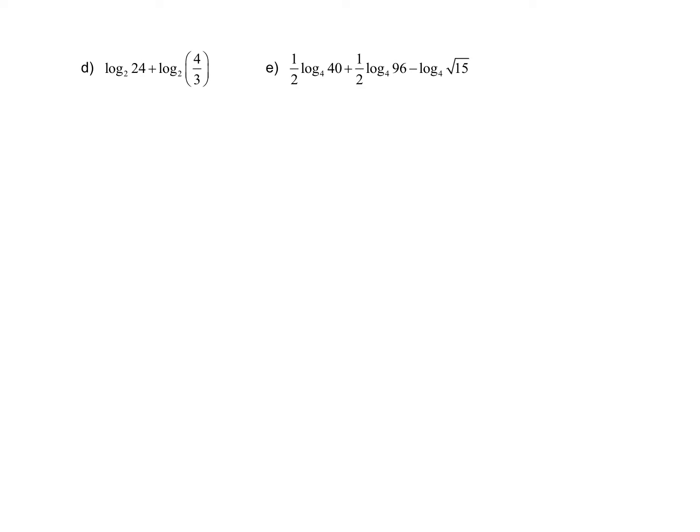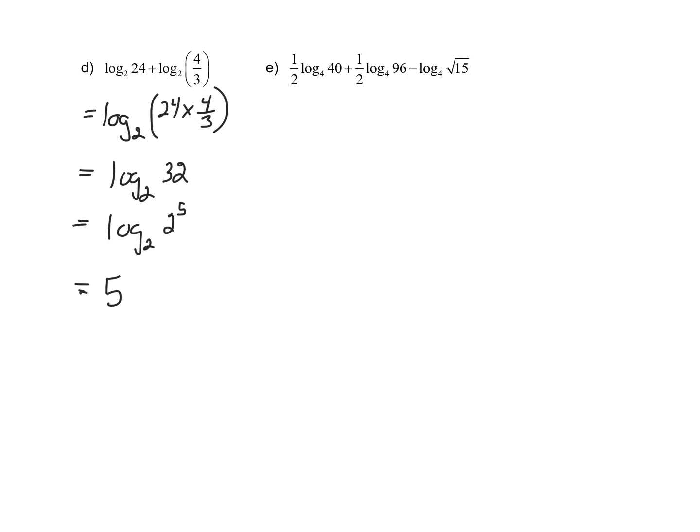Here we have the base of 2, so we're adding, so we're multiplying within our logarithm. Log base 2, I'm going to have 24 times 4/3. And of course, 3 goes into 24 8 times, and 8 times 4 is 32, so I have the log base 2 of 32, which of course we recognize as a power of 2. And it's 2 to the 5th, which means when I take my logarithm of that power, I end up with 5.